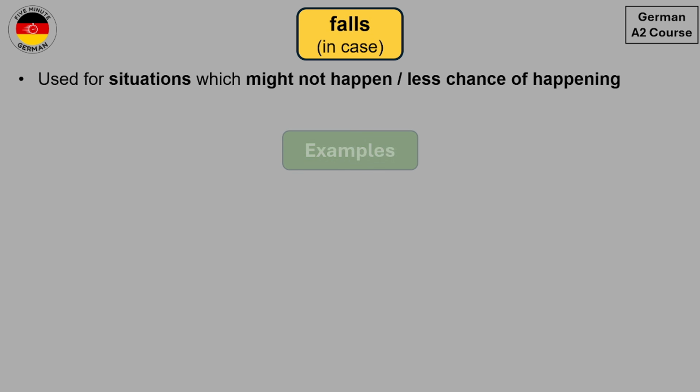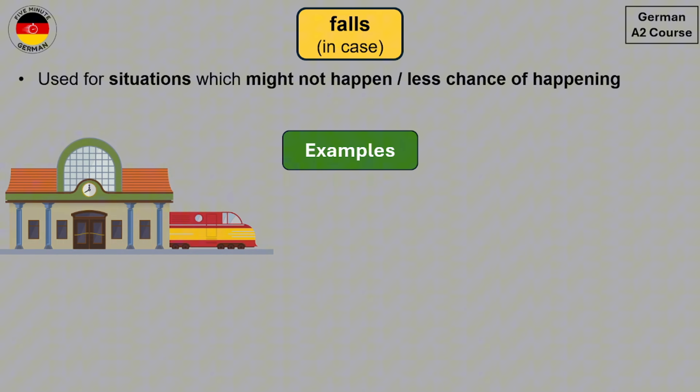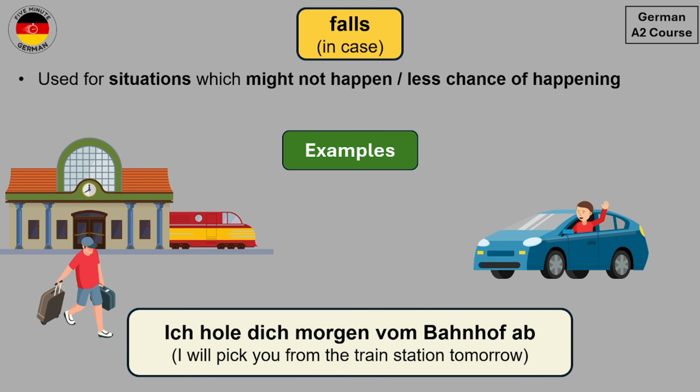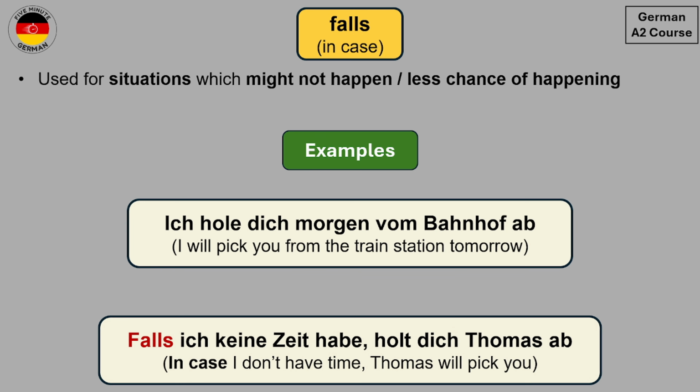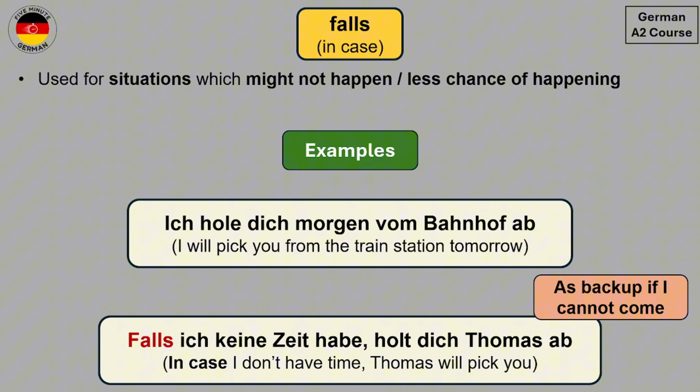So let's understand this with an example. Suppose that you have a friend who is arriving at the train station. And you tell him that "Ich hole dich morgen vom Bahnhof ab." I will pick you up from the train station tomorrow. But you also tell him, "Falls ich keine Zeit habe, holt dich Thomas ab." In case I don't have time, Thomas will pick you up. So this situation is less likely, but you still told him that as backup, if I cannot come, then Thomas will come. So that's why we have used "falls" over here.